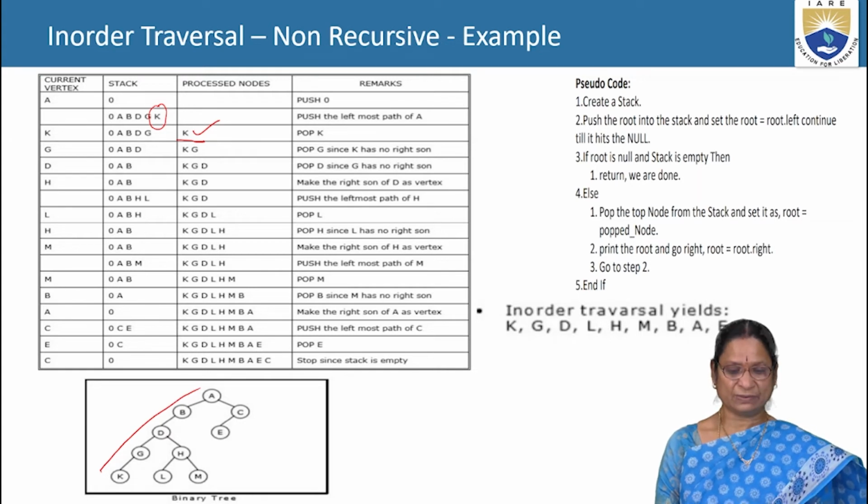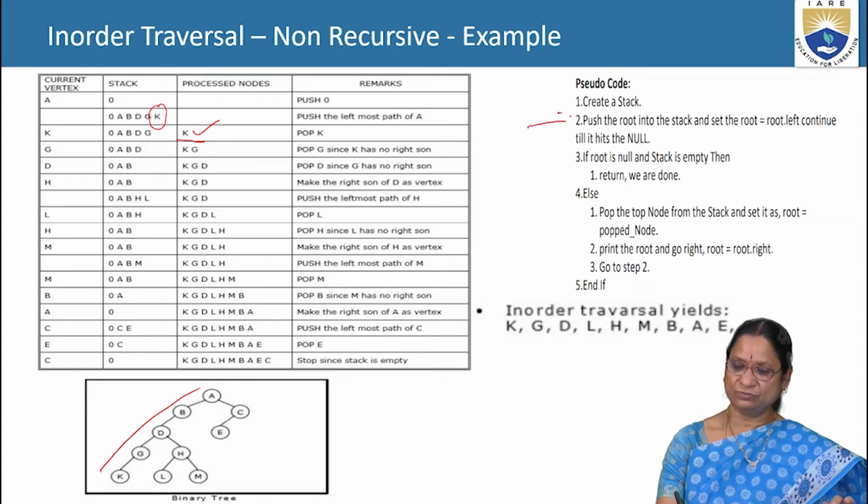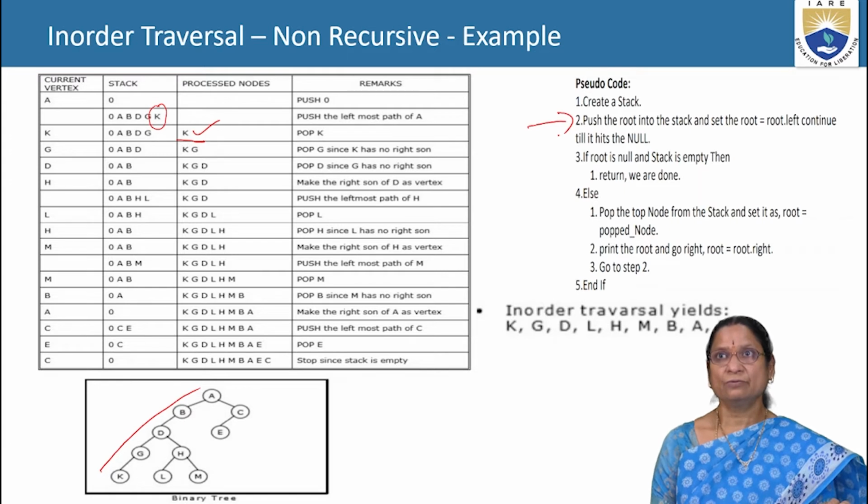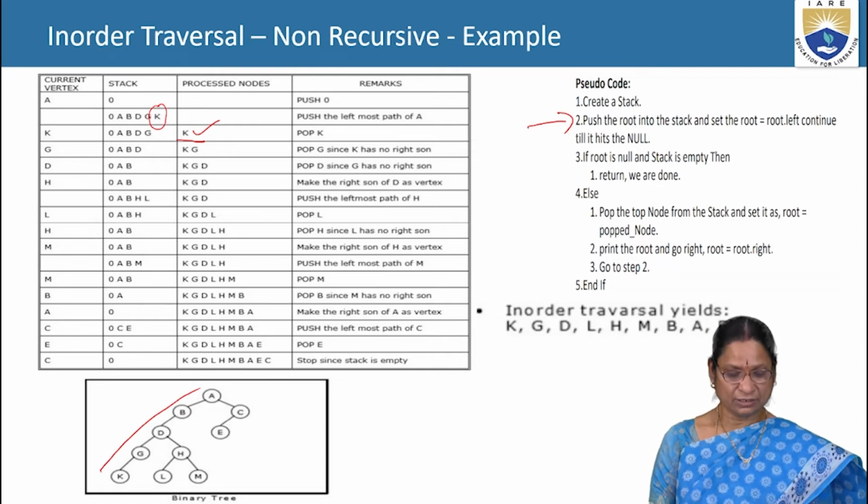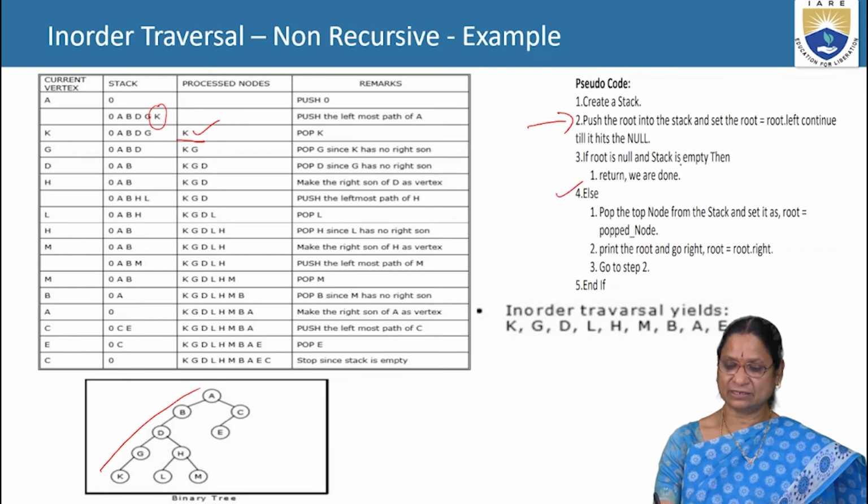So we go to step 2. We are pushing again. Push the root into the stack and set the root as root of left, continuing till the root is null. But left of root is again null, so it won't do anything and it will come out. Then it will execute the else part because the stack is not empty and it will pop the next element.